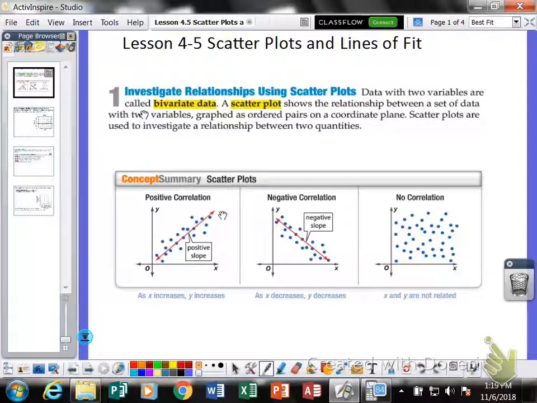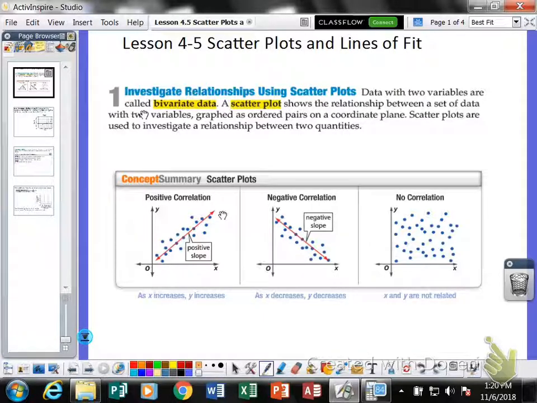Lesson 4.5, we're going to talk about scatter plots and lines of fit. Data with two variables we call bivariate data, because there are two of them, so bi meaning two. So it's bivariate data because it has two variables in it. So we're comparing the two things.